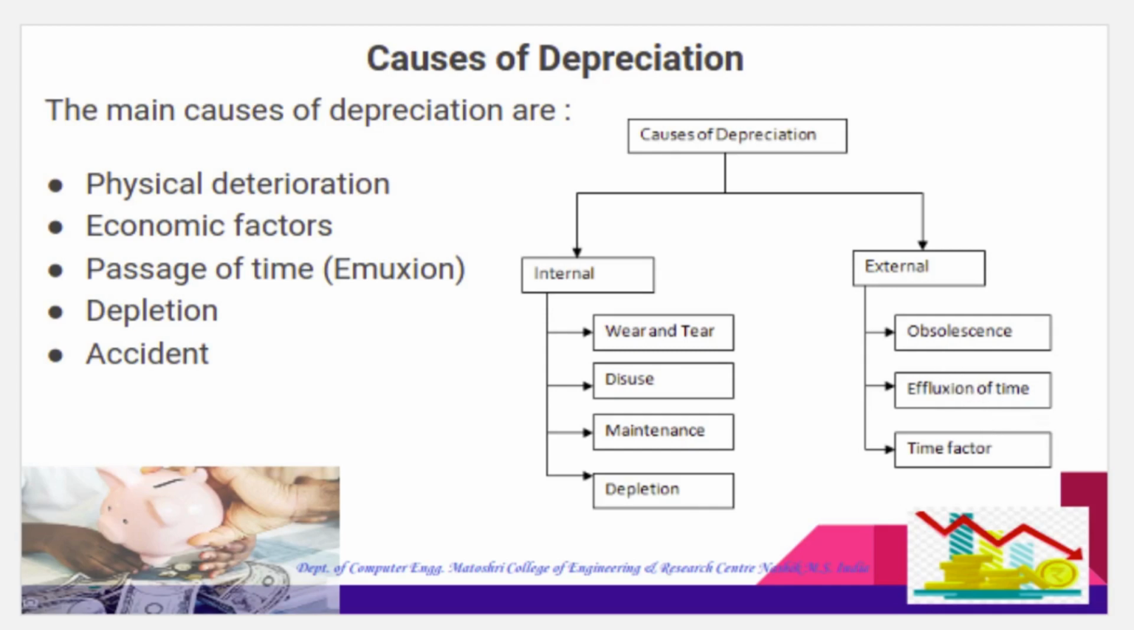Then next is the time factor. This time factor means a lease or the copyright or the patent is acquired for a fixed period of time. On the expiry of the fixed period of time, the assets cease to exist. So these are the causes of depreciation. Next we will see certain popular methods used in calculation of the depreciation factor.